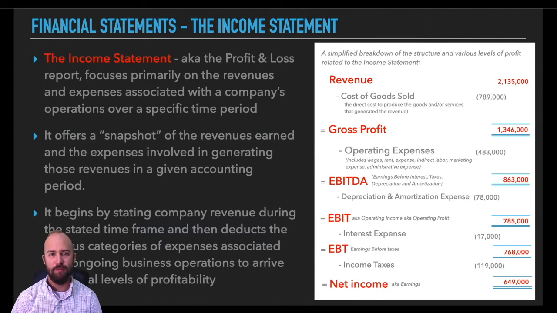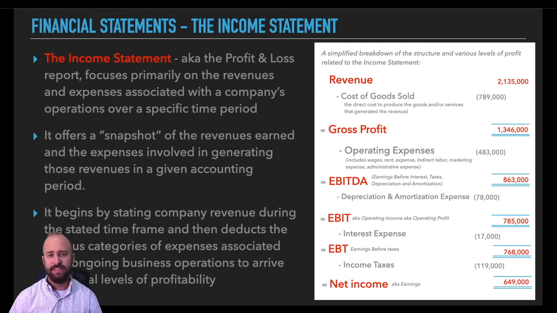So when we deduct operating expenses from gross profit, we get to our next level of profitability. This is known as earnings before interest, taxes, depreciation, and amortization, also known as EBITDA. You may have heard this term before, and I assure you it's not nearly as complex or scary as it might seem. But basically this just tells you how much the company has made before accounting for interest, taxes, depreciation, and amortization.